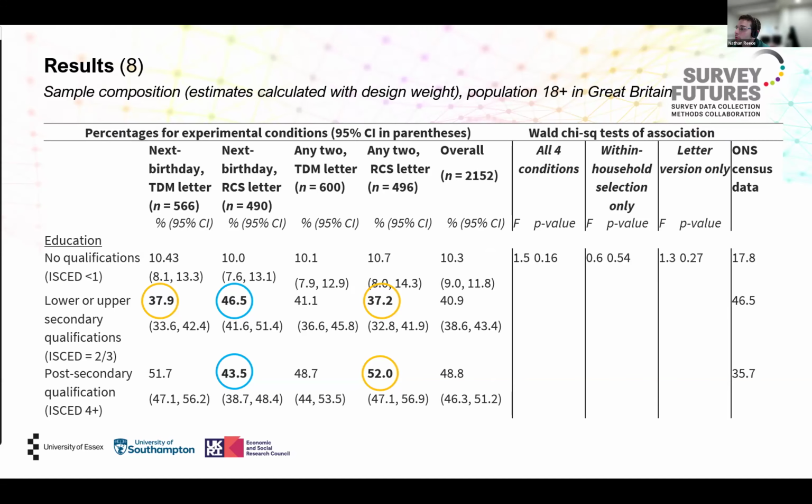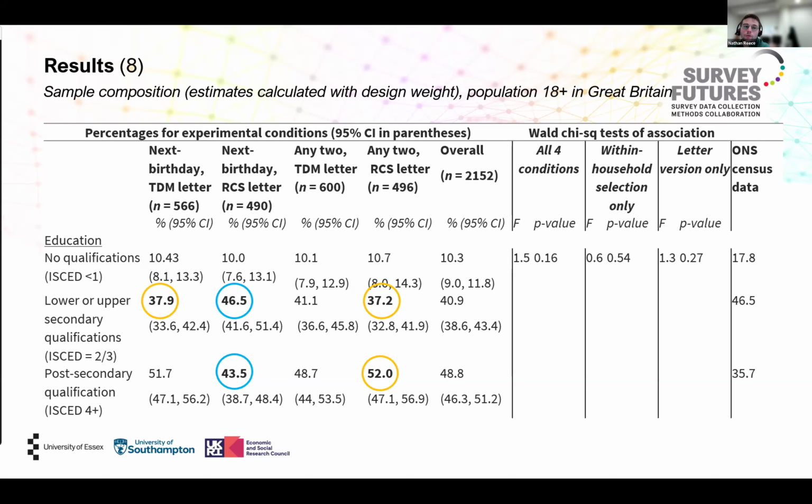For education, there were no significant differences overall, but there was some moderation by the factorial elements, which makes the interpretation a little difficult. For the next birthday and RCS letter version, the second column, we did see the best representation of the second group here, which is people who have either lower or upper secondary qualifications, that's ISCED 2 and 3. That's basically because this cell was the most successful at bringing in ISCED level 2.